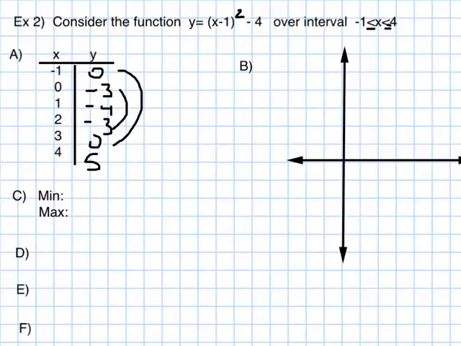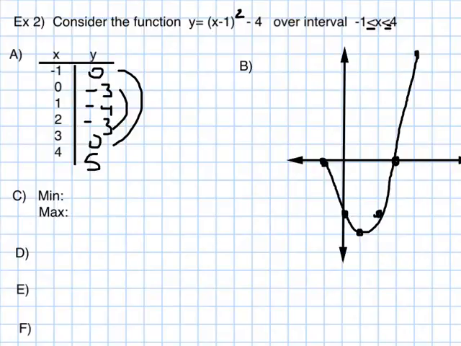So at -1, I'm at 0. I'll put a point right there. 0 is down here at -3. 1 is down at -4. 2 is down at -3. I'm back to 0 here. And then 4 is up here at 5. And if you just sketch this part, remember, we're not doing the whole thing. This is where it goes. Notice I didn't put any arrowheads on either one. I only went as far as -1 to the left. I only went as far as 4 to the right. And we're concentrating on that because of this interval piece.